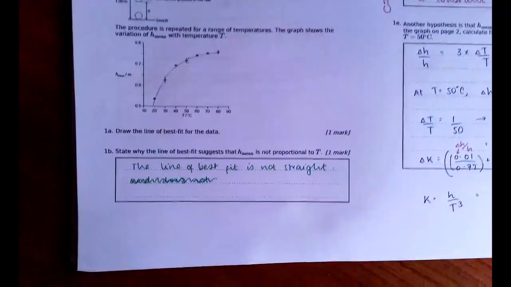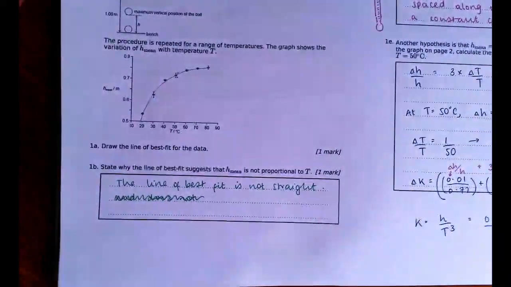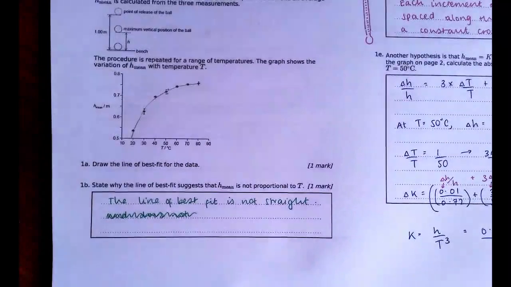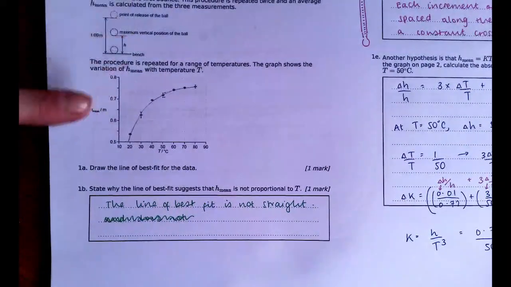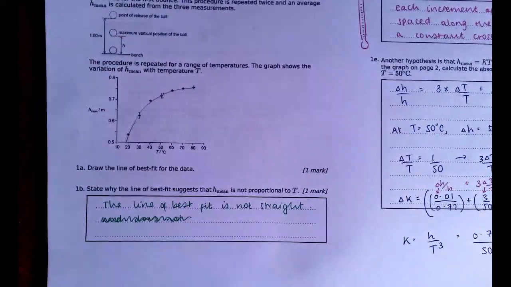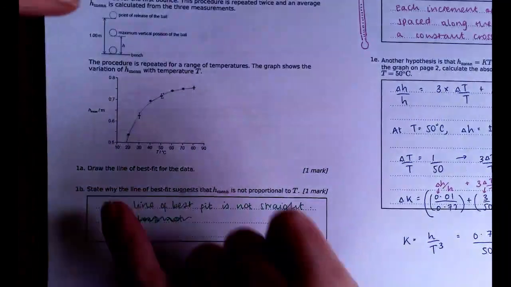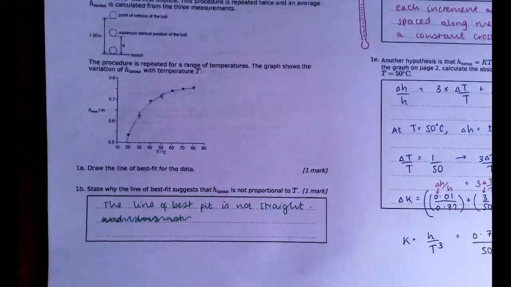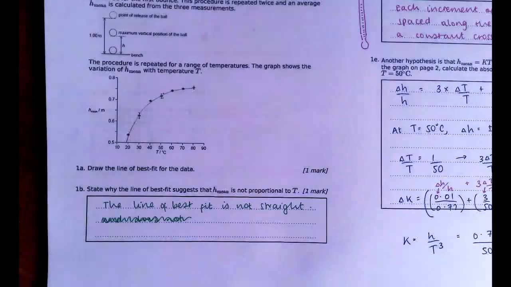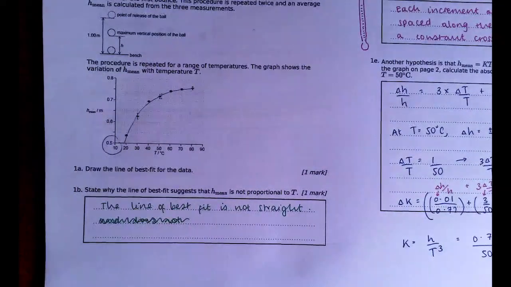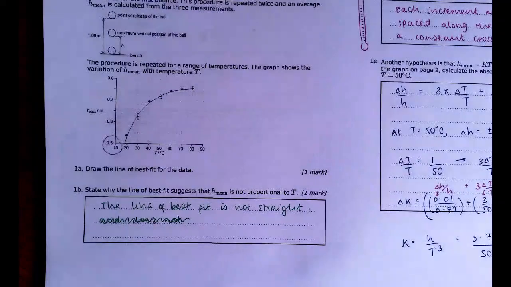The next bit of the question asked you to state how you know that the line of best fit suggests that H mean is not proportional to T, and you both said correctly that it is not a straight line. One thing that you mentioned is that it doesn't go through the origin. Well, you actually can't be sure of that because your graph does not show the origin, so you don't know, so don't mention that bit.